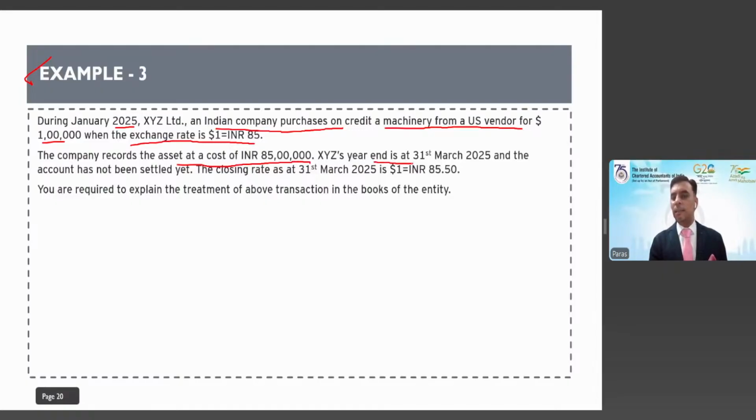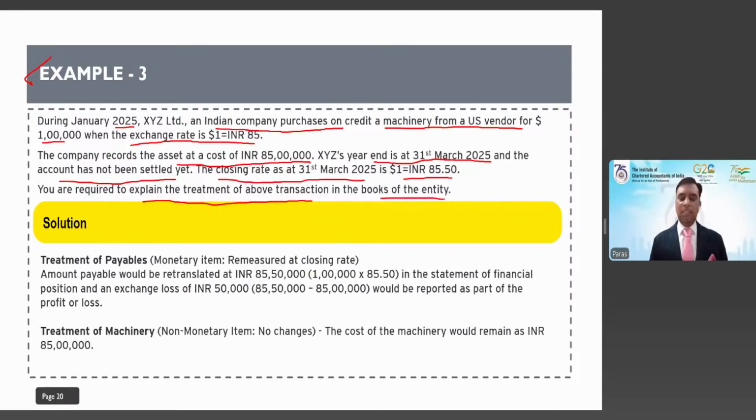XYZ's year end is at 31st March 2025 and the account has not been settled yet. The closing rate as at 31st March 2025 is $1, which is equal to 85.50. You are required to explain the treatment of above transaction in the books of entity. So as we discussed, what journal entry will you pass in your books of account? PP&E account debit to creditor for capital goods, right? This creditor for capital goods is a monetary item and hence it is required to be remeasured at closing rate. What is the closing rate? Closing rate is 85.50.